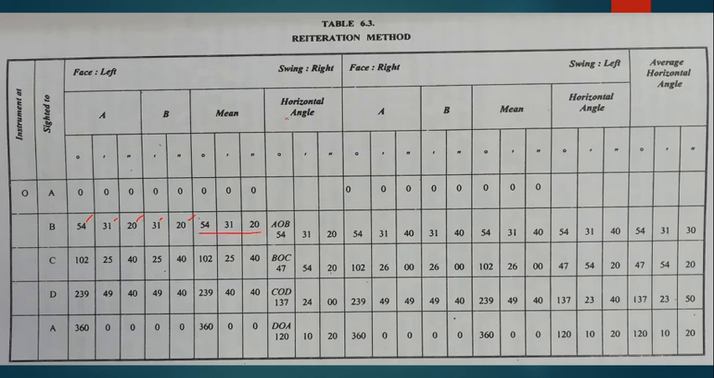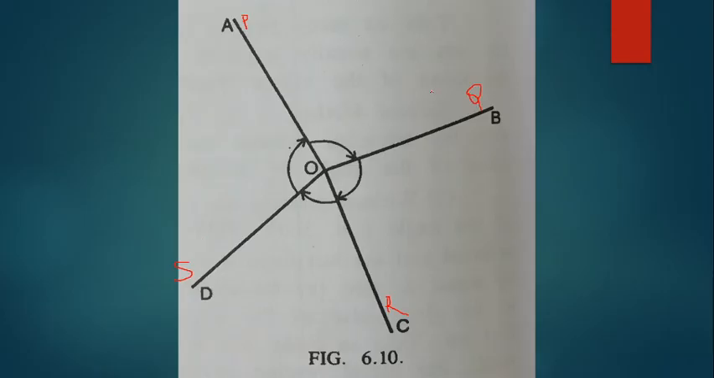Now the horizontal angle. Here, the difference of the two, when you deduct 0 degrees 0 minutes 0 seconds from 54 degrees 31 minutes 20 seconds, you will get 54 degrees 31 minutes 20 seconds as angle AOB. So these are all done with the face left and right side. Right, we'll go back to the diagram again. Now we are at Q.